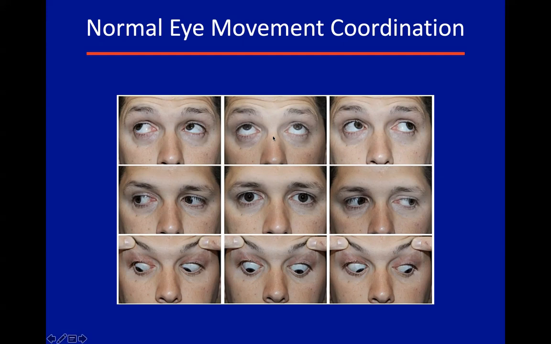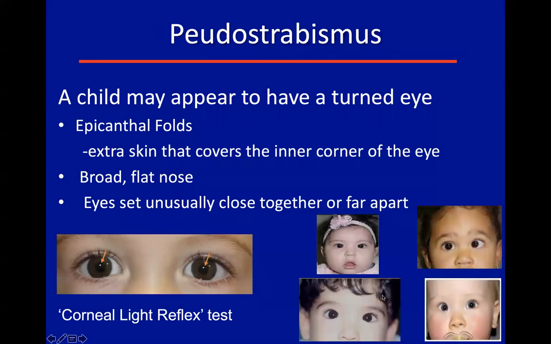Then you have your up and right, up and left, right. And here we're holding up, of course, because they're looking down. So here down and right, and down and left. So we have 9. Before I continue with strabismus, there's something called pseudo strabismus. Anytime you put the word pseudo, it means false.